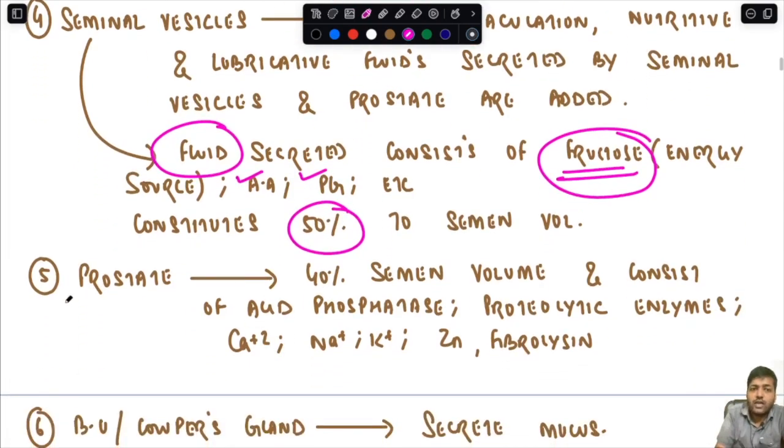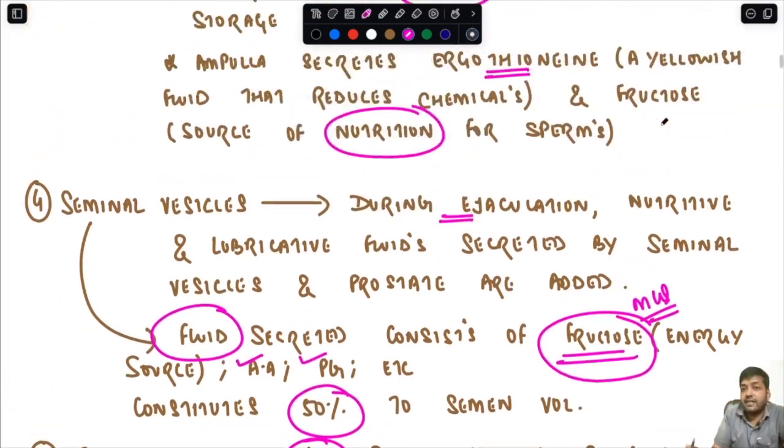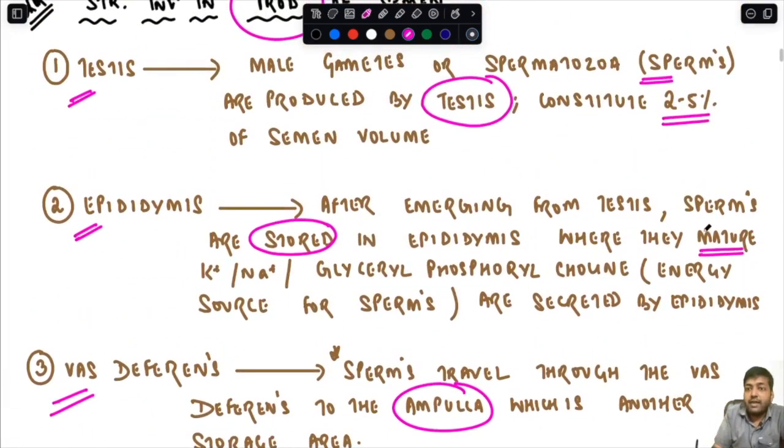The prostate, as you can see, constitutes 40% of the semen volume and consists mainly of acid phosphatase and proteolytic enzymes. So these are MCQs. Remember, proteolytic enzymes come from the prostate. Fructose majorly is coming from where? From the seminal vesicles. Okay. Maturation and storage is taking place where? It is taking place at the level of the epididymis.